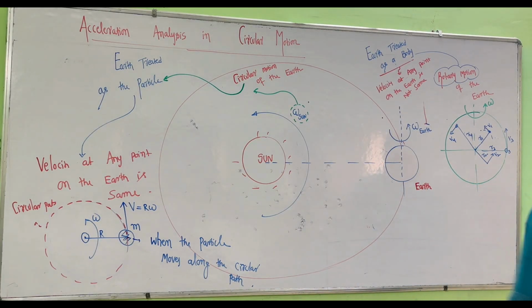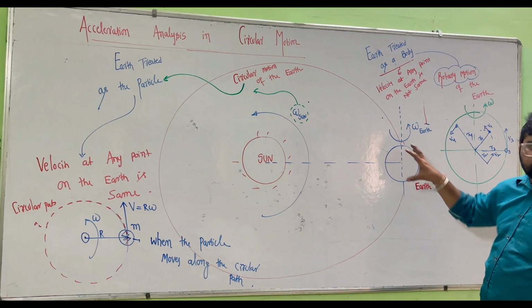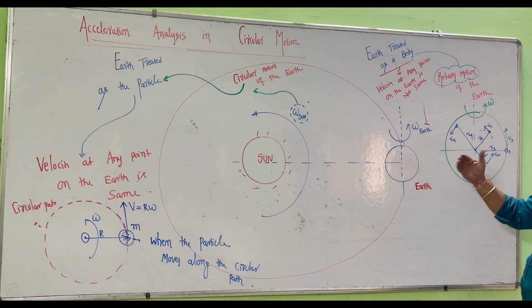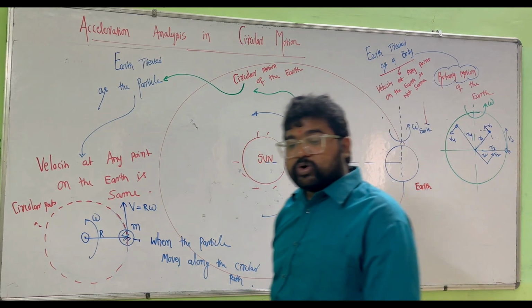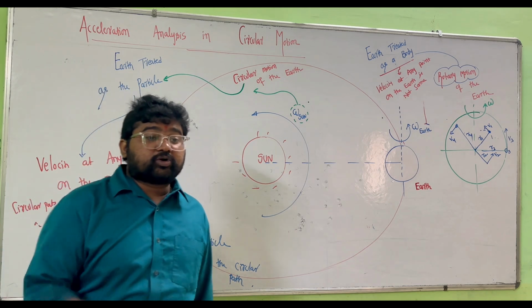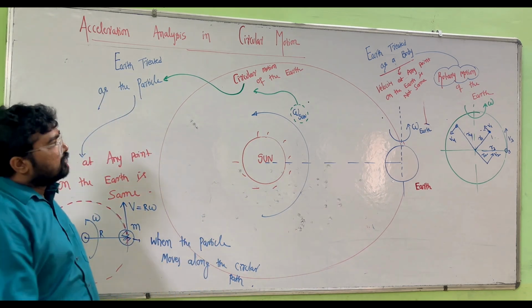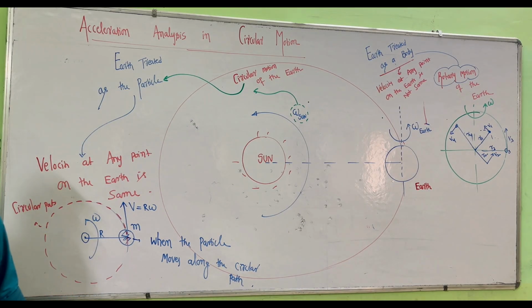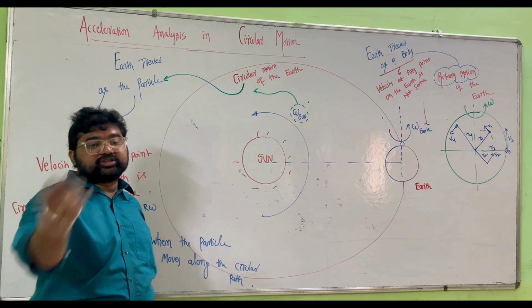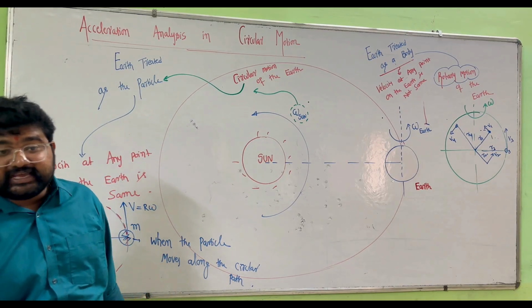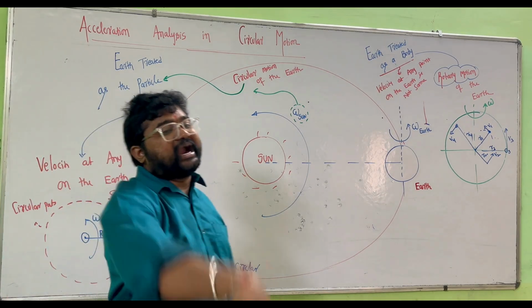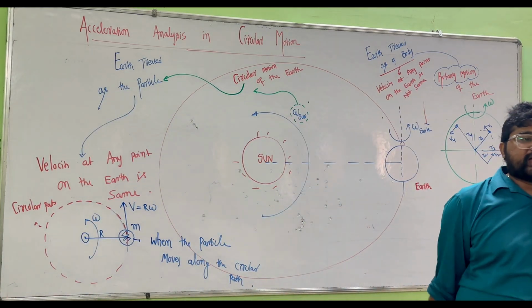Velocity at any point on the earth is the same. So when you apply rotary motion of the earth, velocity at any point is not the same. So we need to treat the earth as a body. In the rotary motion of the body, the body will rotate, and in circular motion of the particle, the particle will follow the circular path. Even if the body is moving along a circular path, we need to consider that body as a particle.